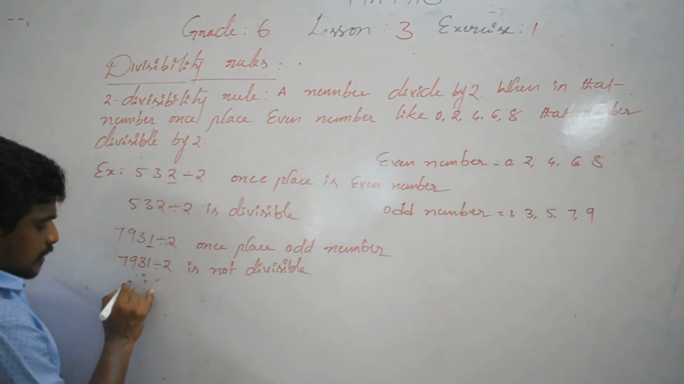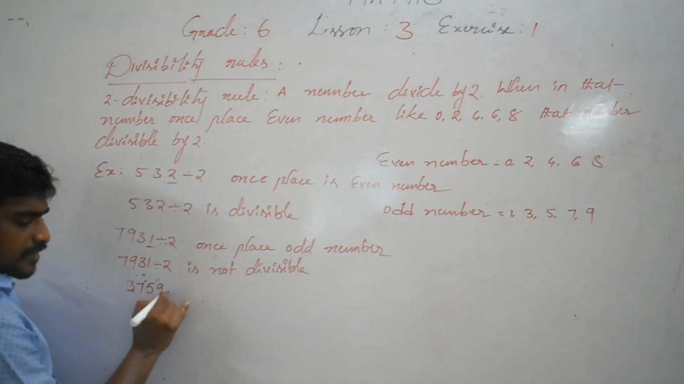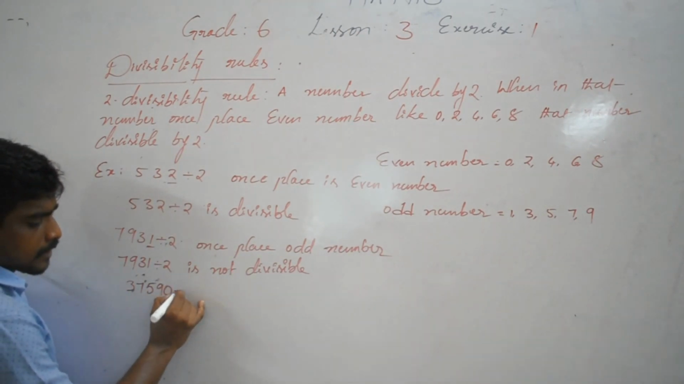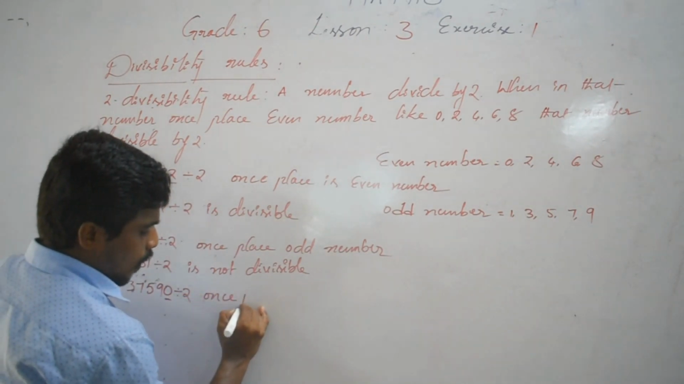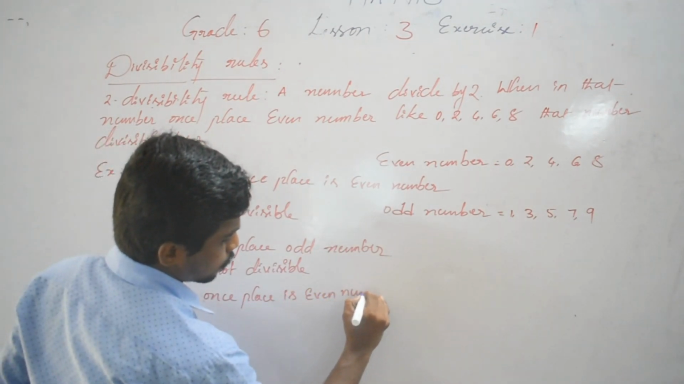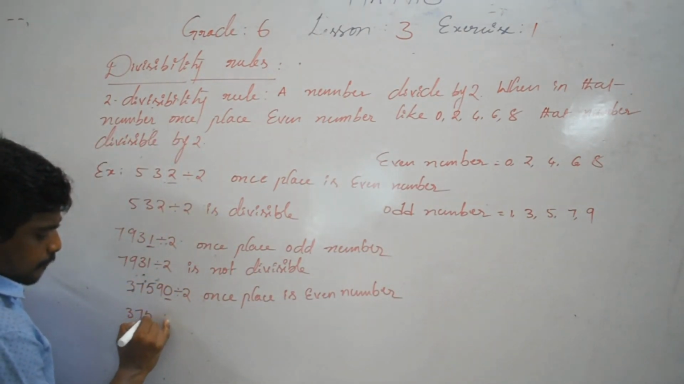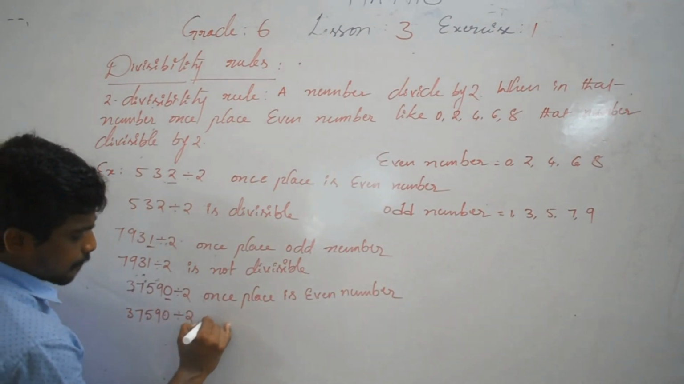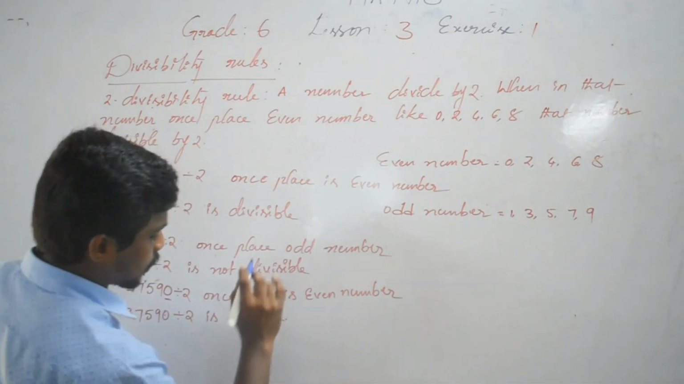So here 3, 7, 5, 9. These all are odd numbers. At the last we keep 0. So here, which number is in the ones place? Ones place is an even number. So 37,590 divided by 2 is divisible. This is divisibility rule 2.